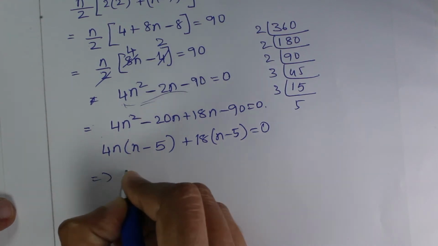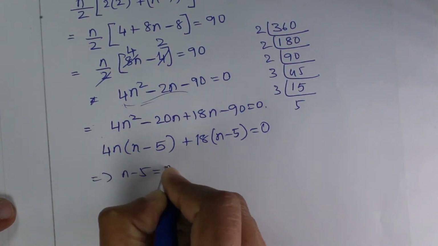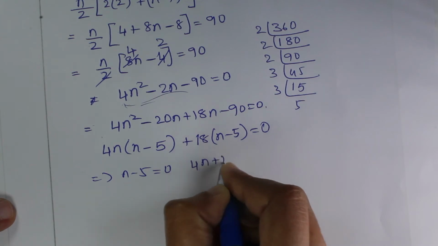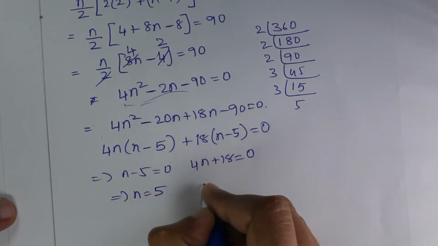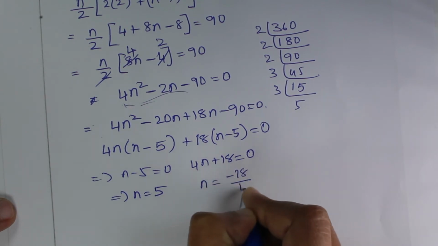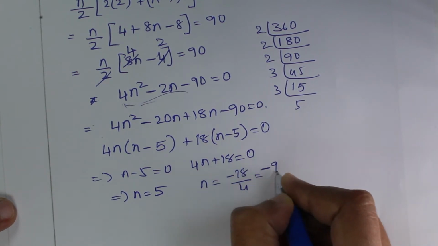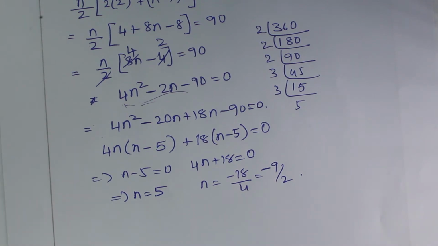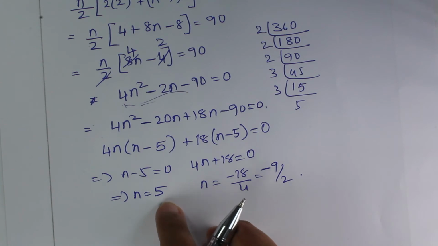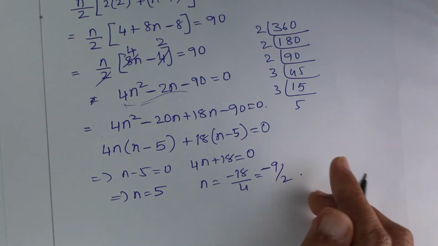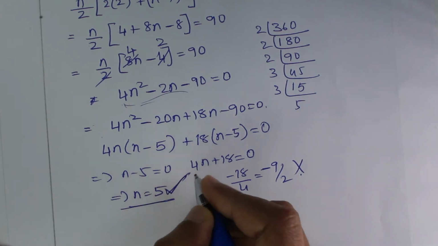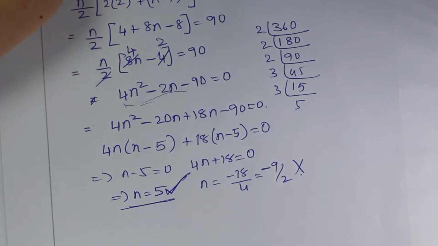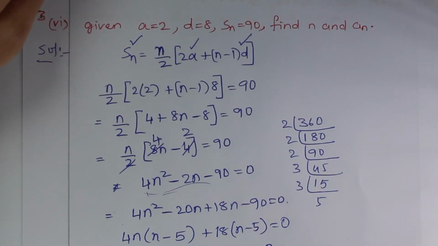So that implies n minus 5 is equal to 0 or 4n plus 18 is equal to 0. That implies n is equal to 5 or n is equal to minus 18 by 4, that is equal to minus 9 by 2. But n value can only be a positive integer, right? Because n is the number of terms. It cannot be a negative fraction. So we will not consider this and we will consider this as the value of n. So first we solved the first part of the question, that is finding the value of n.